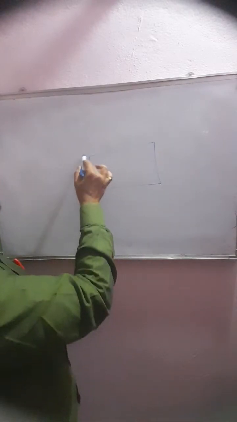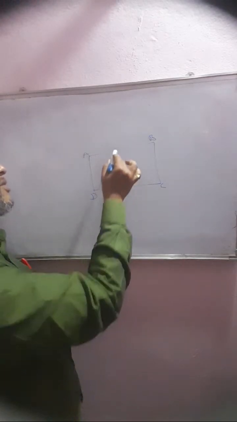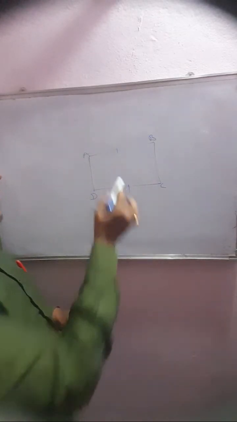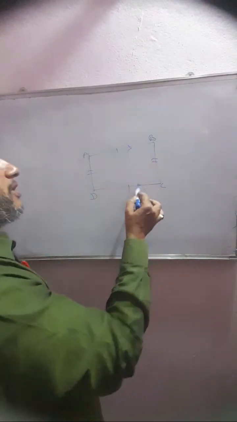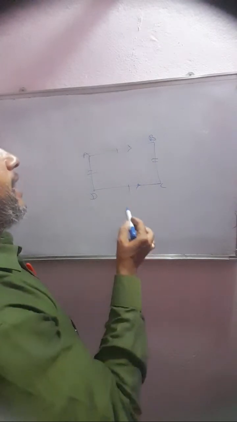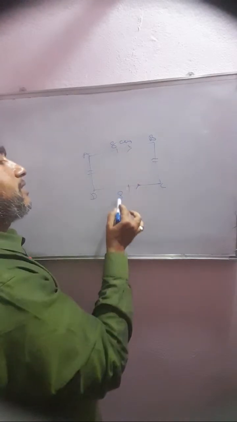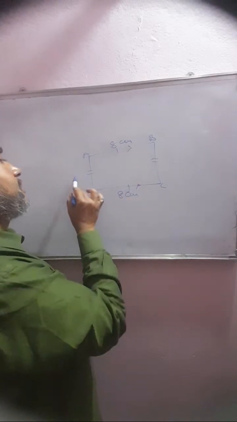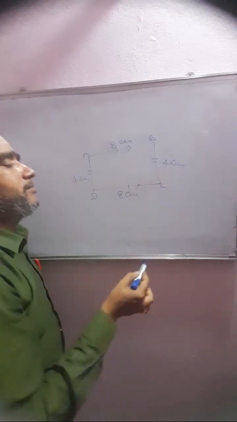Rectangle is famous for all of you because you know it from second class, but you don't know its properties. In rectangle, opposite sides are equal and parallel. So, if this is 8 centimeters, this is also 8 centimeters, this is 4 centimeters, this is also 4 centimeters.